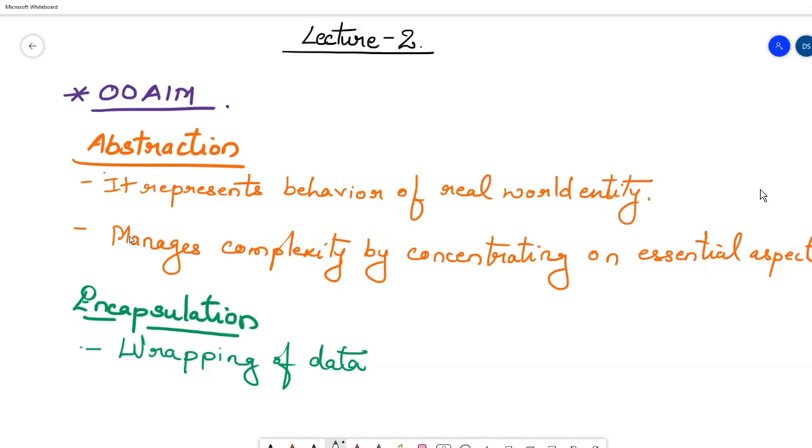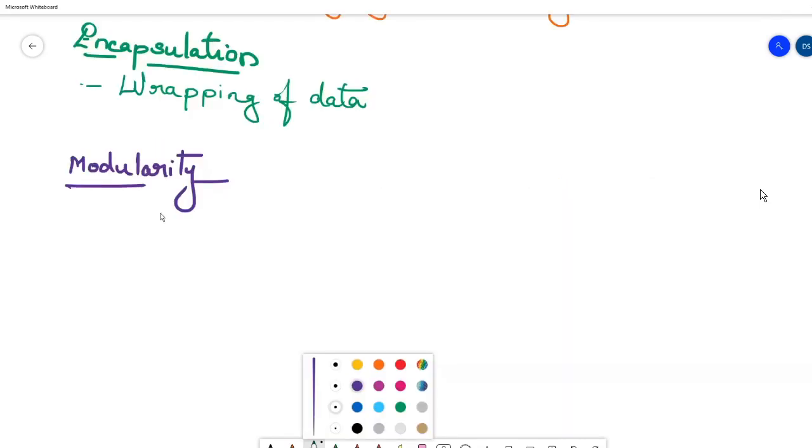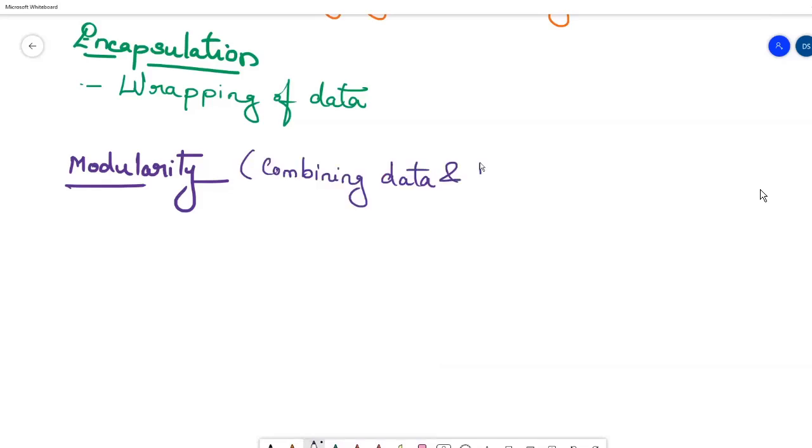Now, the next point is modularity. What is modularity, which is one of the aims of object oriented design? Modularity means combining data and its behavior. In a simple way, if we have to define this, we can say that modularity usually deals with combining data and behavior. Means how it can be used. If we are designing a system, we can break up a complex system into small, self-contained and easily understandable pieces, and binding data together and hiding them from the outside world.